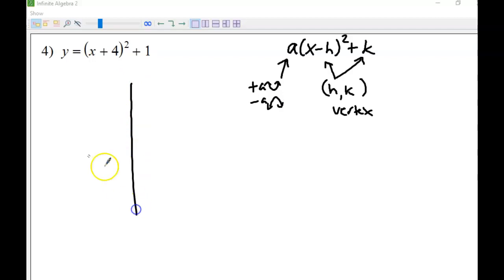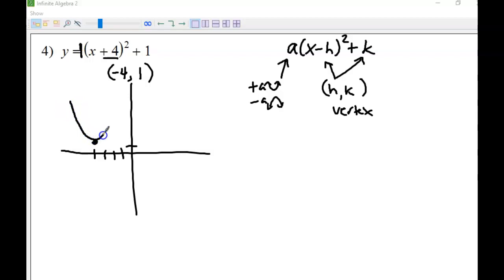So I'll do one for you and I'll let you guys do the rest. So my vertex here is going to be this number, but you always do the opposite of that number, right? And this number here. So it's going to be left 4, up 1. The a is the number in front of the parentheses. In this case, I don't have one, so we can assume that that is a 1. And that means that it's a happy face because it's a positive number. And that's it. That's how you graph in vertex form.